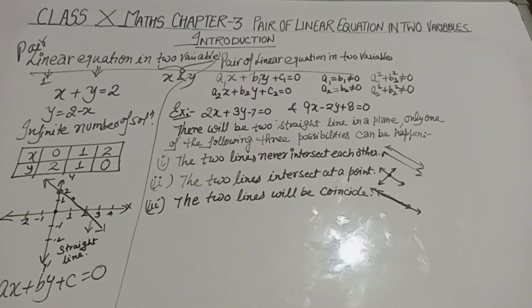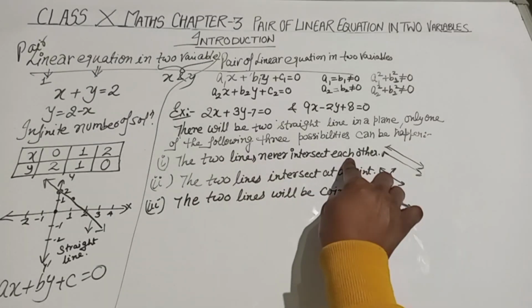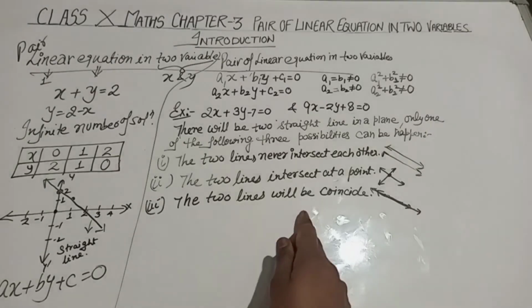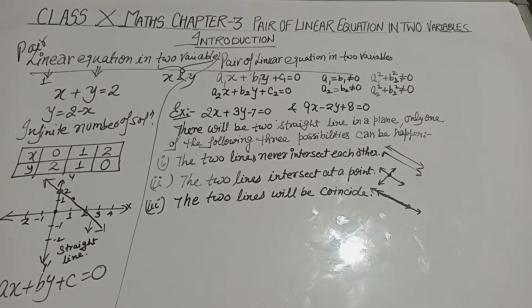So in the next video, introduction part 2, we elaborate on this introduction part. We take examples where we verify these three points. If we take a pair of lines, they may never intersect, they are parallel; they intersect at a point, meaning a unique solution; or the two lines coincide, with an infinite number of solutions. In the next video we discuss further the pair of linear equations in two variables.